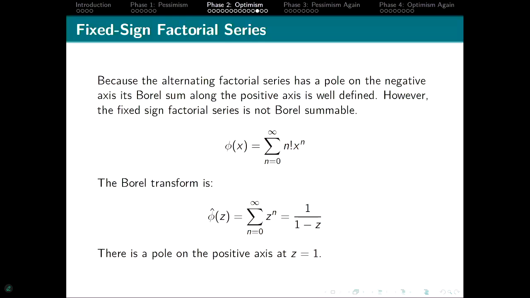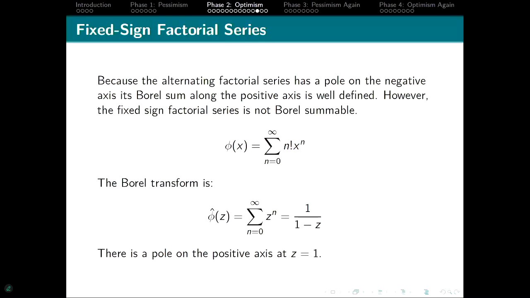If you have a fixed sign factorial series, so a series which just diverges like n factorial, and you do the same thing, you take the Borel transformation, you get 1 over 1 minus z, so you have a singularity at z equals 1, so on the positive axis, and that means that the Borel transform of that series is not well defined without running into this issue with ambiguities where you take your contour around the singularity.